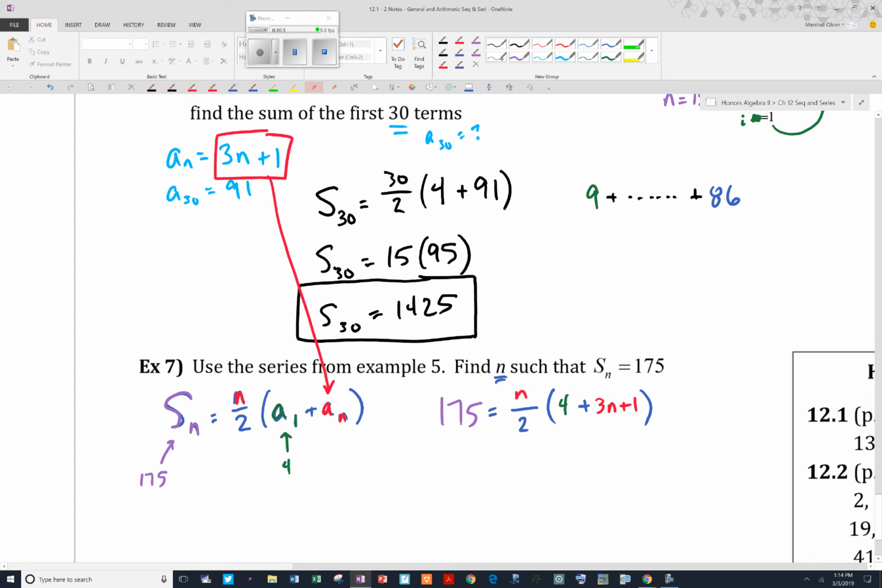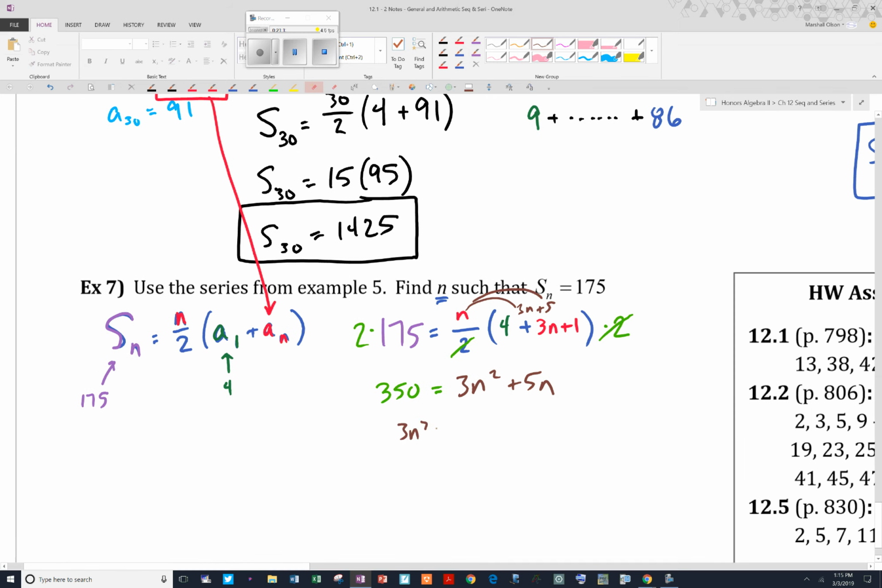First thing I would do, actually we'll do two things at once here. We're going to multiply both sides by 2. Because when we multiply both sides by 2, that 2 and that 2 would cancel out. And so we now have 350 equals n. And at the same time, what I'm going to do is distribute that n into this whole thing here. Let's be smart about this. We know that 4 plus 1 is 5, so this is 3n plus 5. And I'm going to distribute the n into that. So we're going to have 3n squared plus 5n.